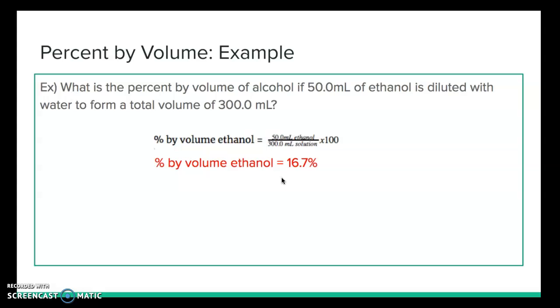So you need to pay attention. The only tricky part about these types of calculations that you may find is the wording. You need to just pay attention to whether it's giving you that total volume or total mass of the solution, or if you need to find it, okay?